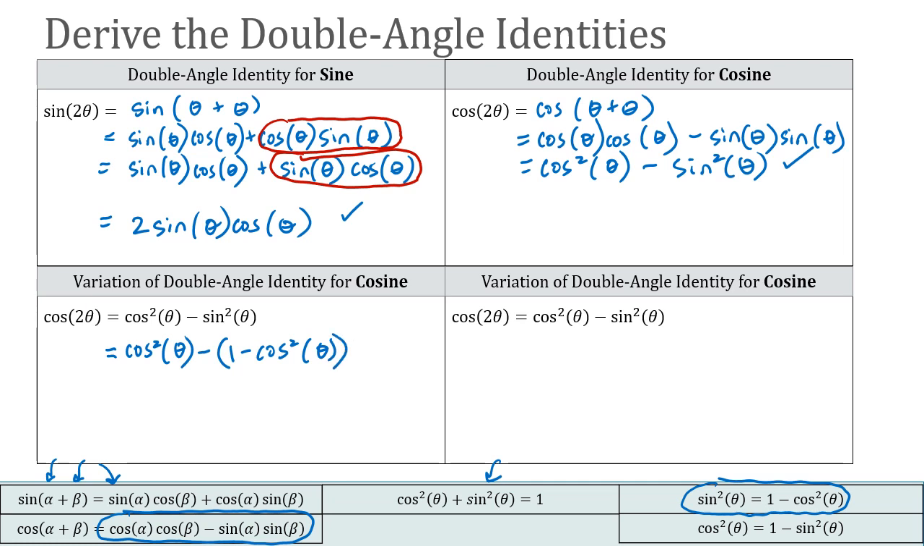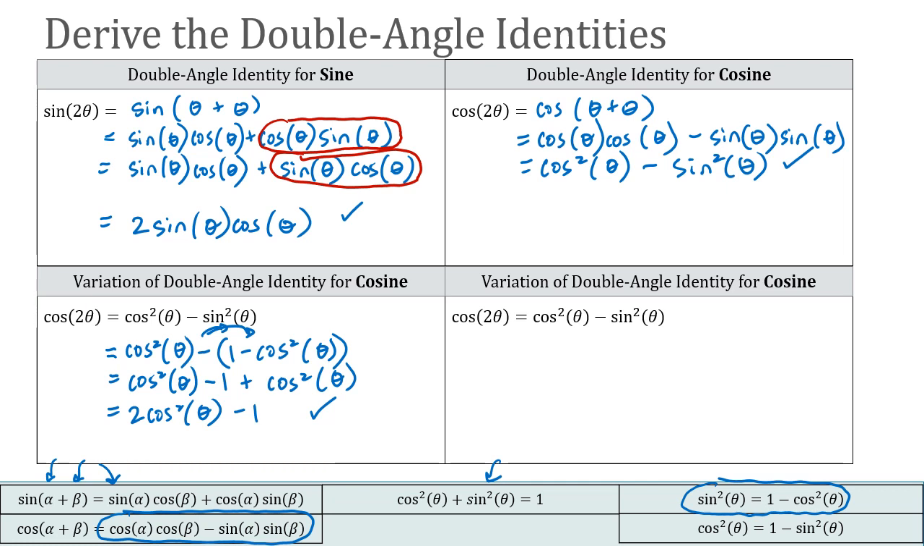Again, this is just a variation. It's coming from a variation of the Pythagorean identity. Now, if I distribute that negative, I have to distribute that negative, I get cosine squared theta minus 1 plus cosine squared theta. And that's going to give me, looks like I've got 2 cosine squared thetas, so I'm going to call this 2 times cosine squared theta minus 1. And that's another double angle identity for cosine.